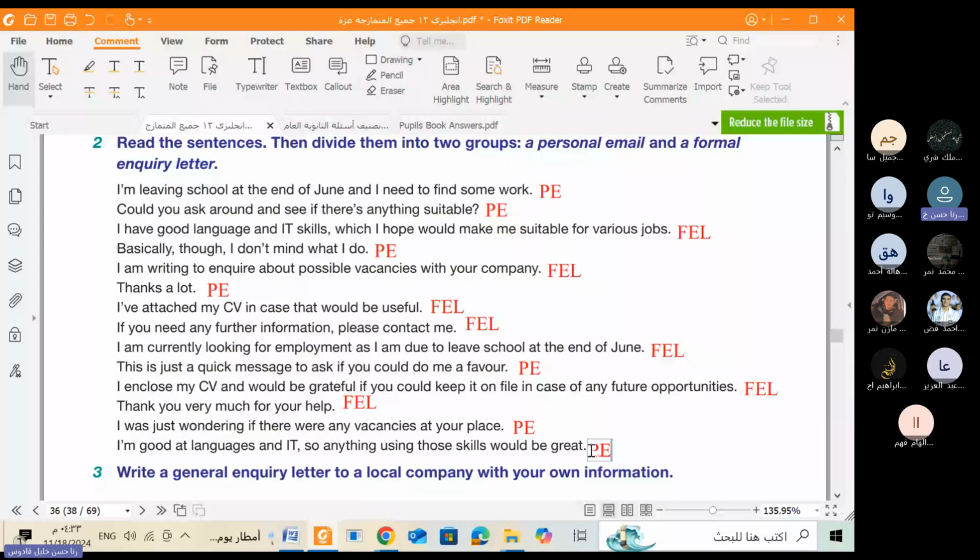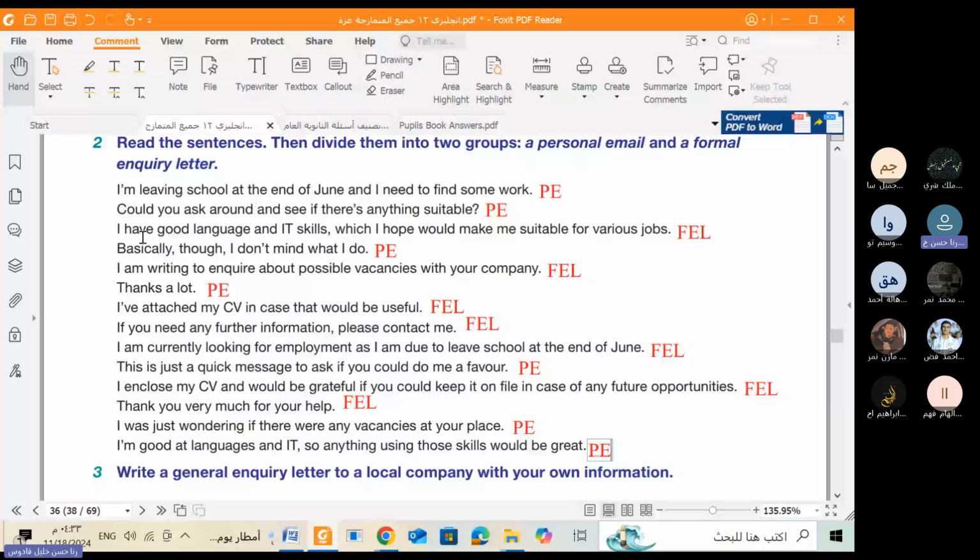The substitute for it, if you can notice, is: I have good language and IT skills, which I hope would make me suitable for various jobs. Make me suitable, this is formal, and would be great, this is personal. This is the classification for these sentences into two groups, personal and formal, to help you write your own general inquiry letter to a local company with your information. That's what you might be asked to write in your final exam.